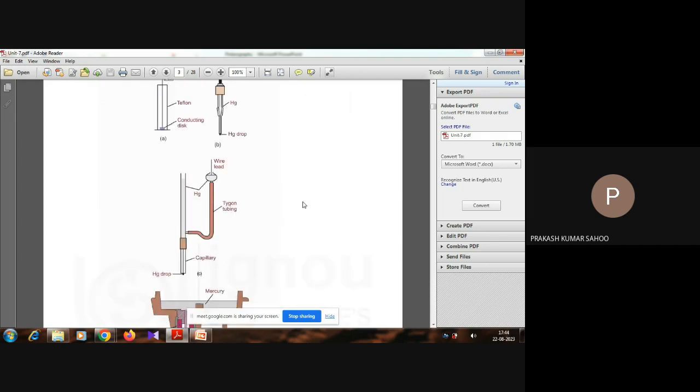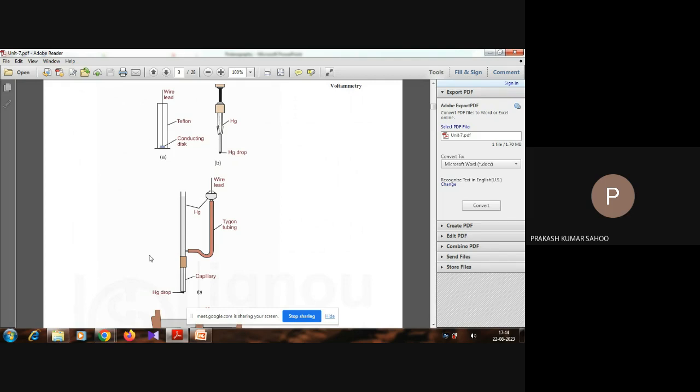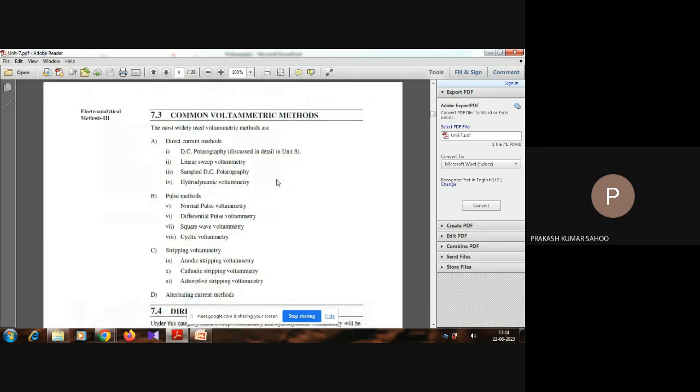So these are some of the examples of your working electrode in voltammetry or in polarography. Then these are the common voltammetric techniques. If the current is direct current, then we have DC polarography, which we will discuss in unit 8. Then linear sweep voltammetry, that is LSV. Linear sweep means the potential will flow linearly. Then sampled DC polarography, then hydrodynamic voltammetry.